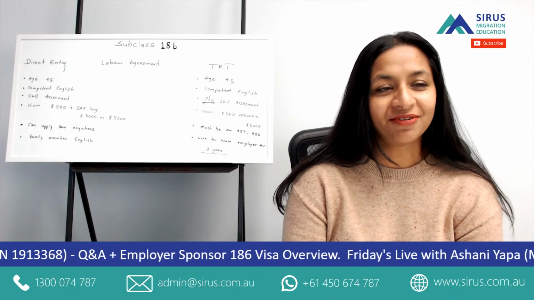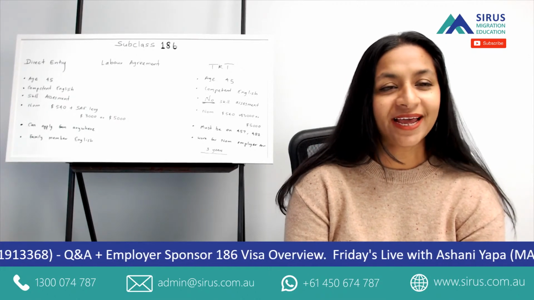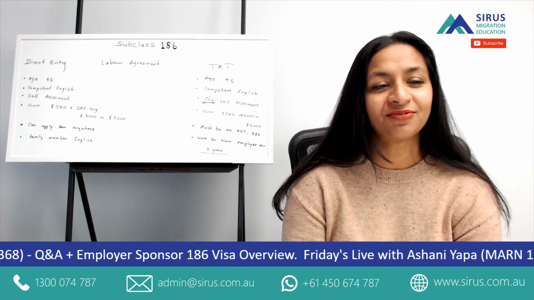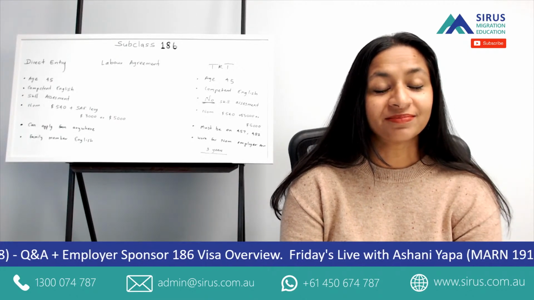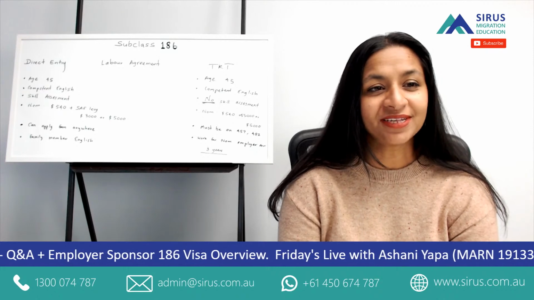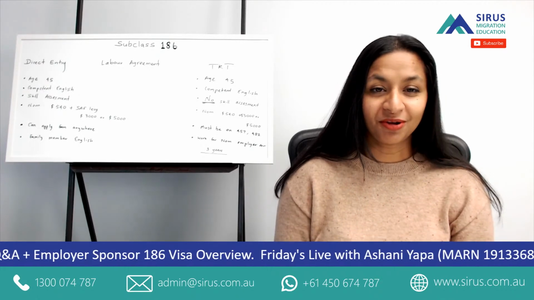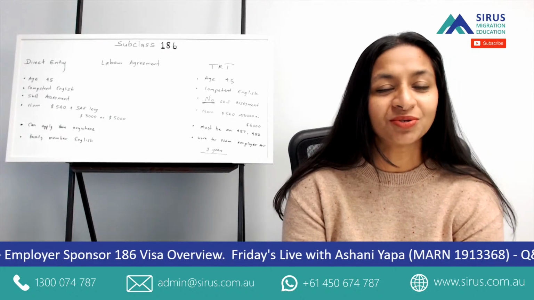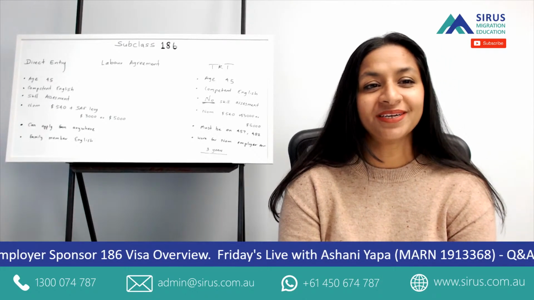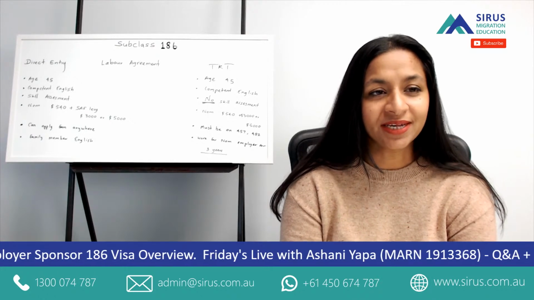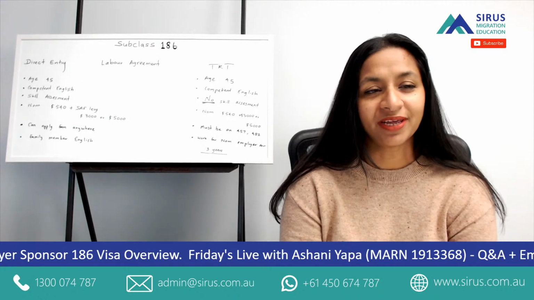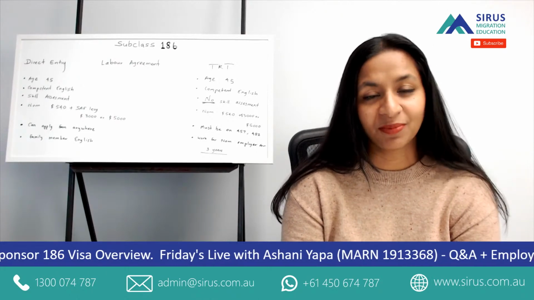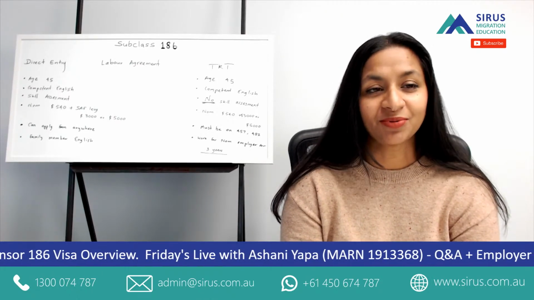Every Friday we've been talking about different aspects of Australian visas. We finished a series of skilled migration visas. Now we've moved on to the employee nominated visa. So last week we talked about subclass 482, and this week we are going to be talking about subclass 186, a very famous and very important aspect of the employee nominated series.